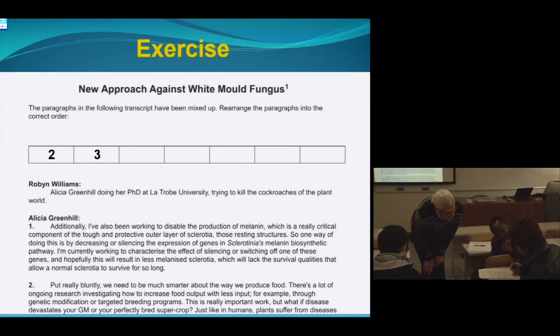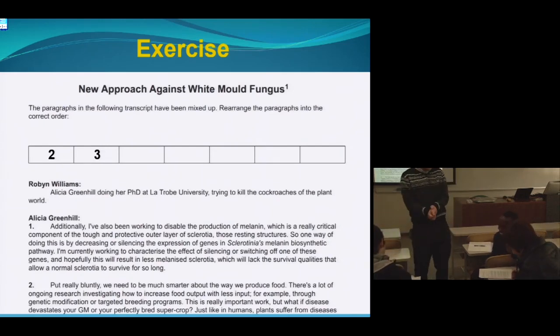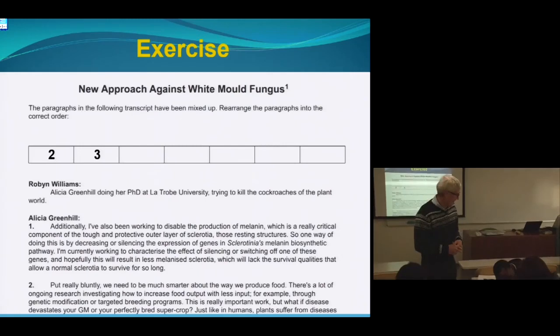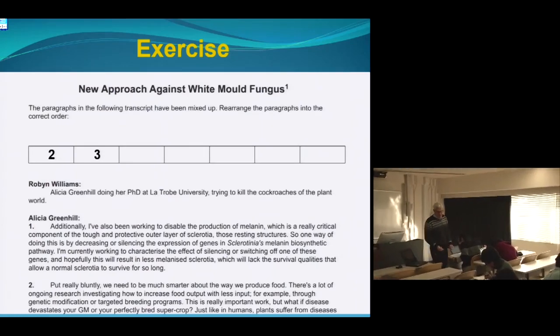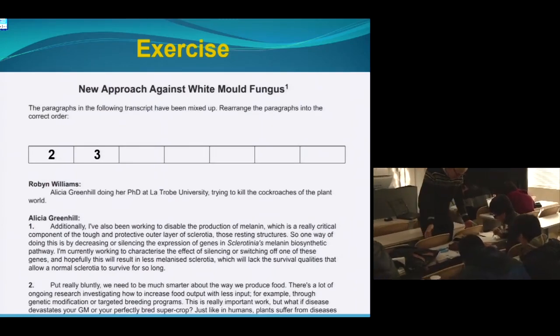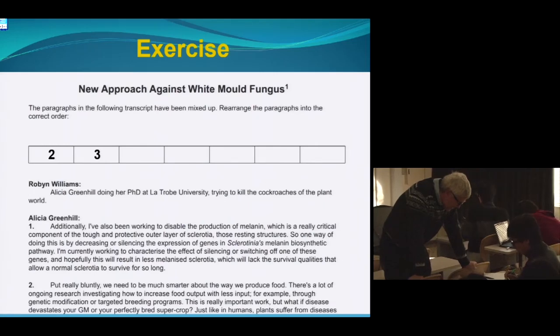Paragraph 5 explains also sclerotinia. Sclerotinia is next to paragraph 3. So I think paragraph 5 is the next after paragraph 3. Okay, good. Do you agree? Okay. And how about you? What do you think is the third paragraph? 5. Why do you think 5?